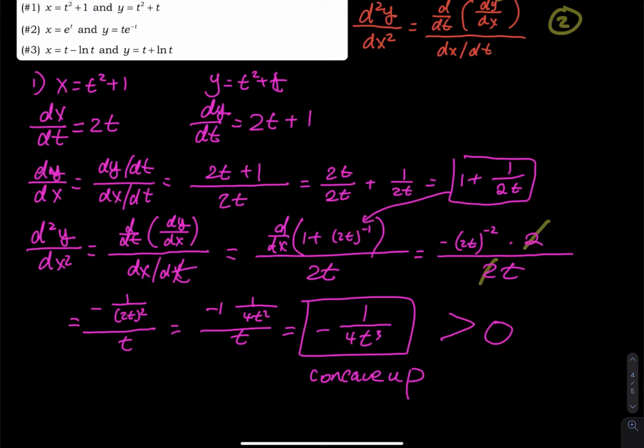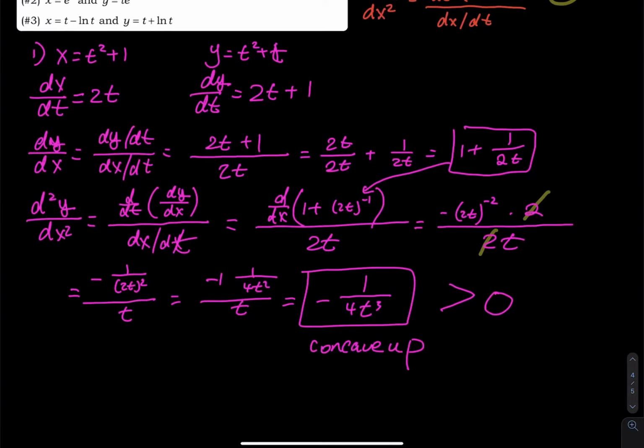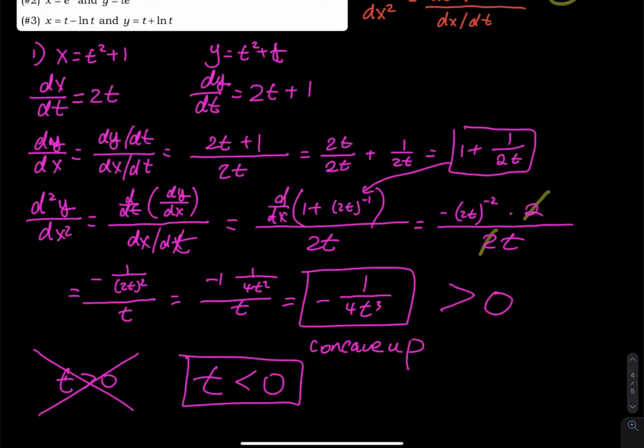So in order for the whole thing to be positive, can t be greater than 0? What if t is positive? t cannot be 0, right? When t is equal to 0, everything messes up. So when t is greater than 0, the third power of a positive is still positive, and with the negative the second derivative is negative, so there is no way to make it positive that way. So the only solution is you have to make t less than 0 in order to make the second derivative positive, so that the parametric curve is concave up. So the answer is t has to be less than 0. All right, so that is the end of this problem.